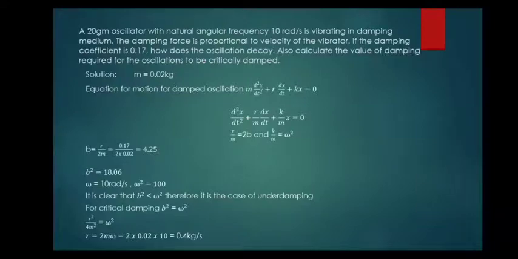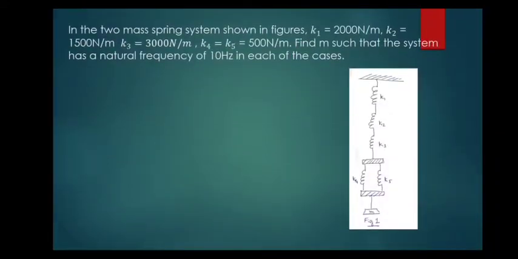The next problem: in the two mass spring system shown in the figures, K1 is equal to 2000 Newton per meter, K2 is equal to 1500 Newton per meter, K3 is equal to 3000 Newton per meter, K4 is equal to K5, which is equal to 500 Newton per meter. Find M such that the system has a natural frequency of 10 Hz in each of the cases. So let us consider the first figure.